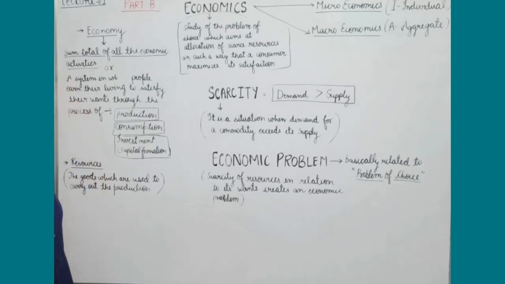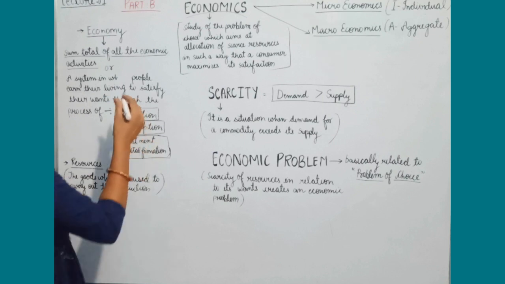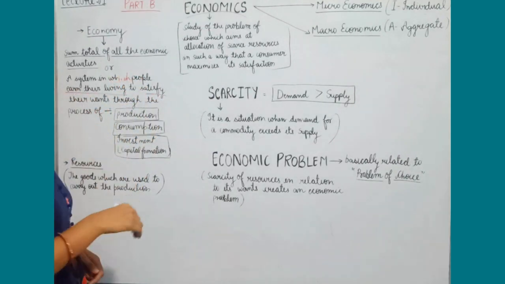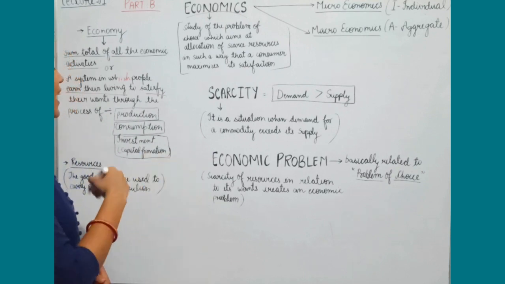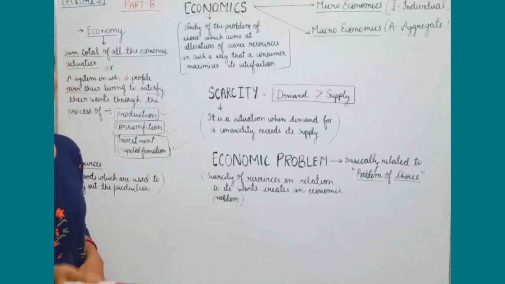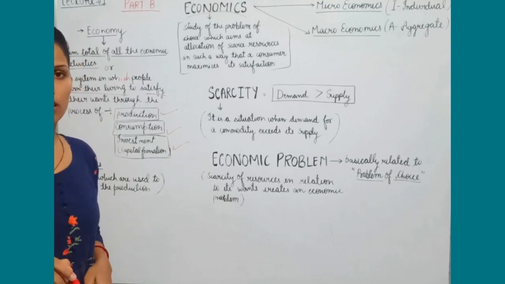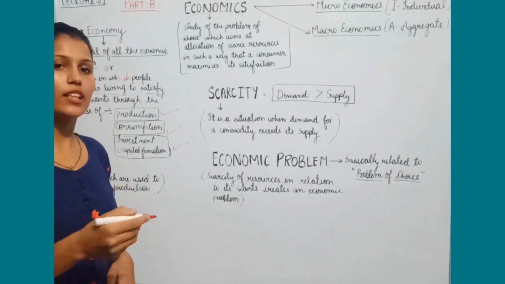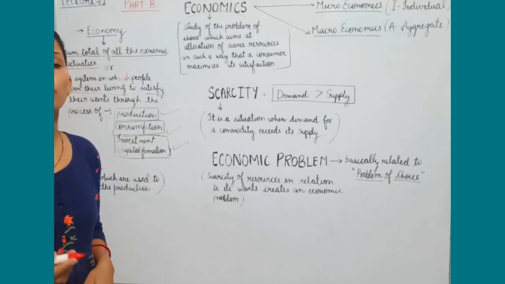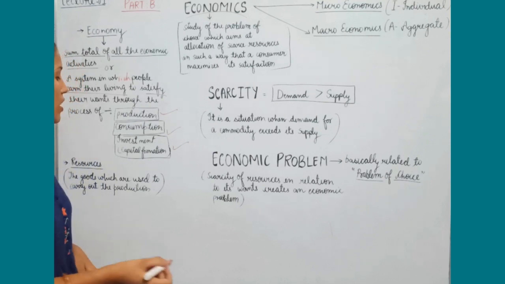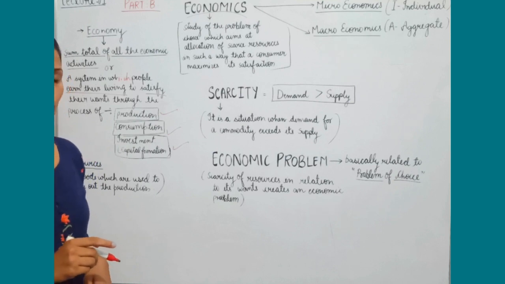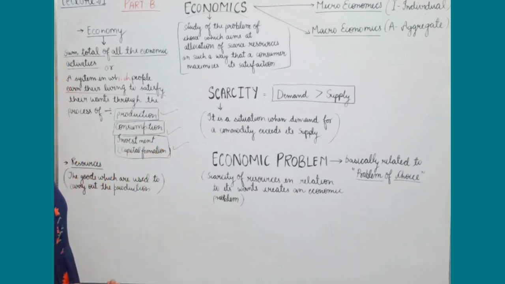Okay, let's see its definition. An economy is a system in which people earn their living to satisfy their wants through activities like production, consumption and investment. Production is when you produce something, when you convert raw material into finished goods. Consumption is when you purchase things for your consumption. Next is investment, when you invest in something; it results in capital formation.